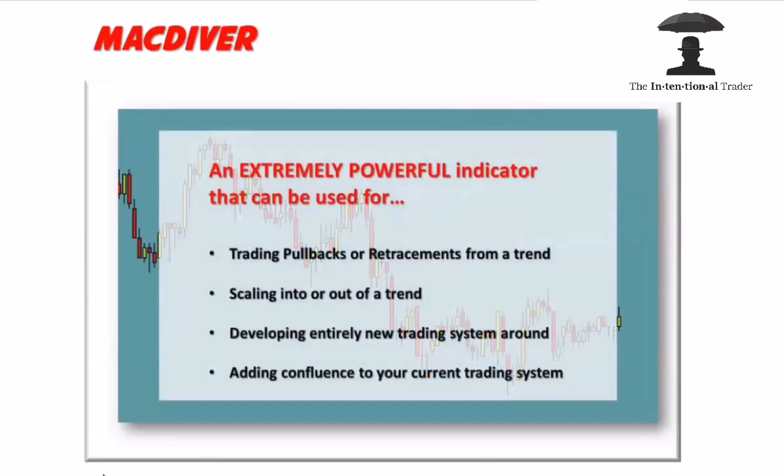The MacDiver is an extremely powerful indicator that you can use for trading pullbacks or retracements from a trend, scaling into or out of a trend, developing an entirely new trading system around it, or simply by adding confluence to your own current trading system.